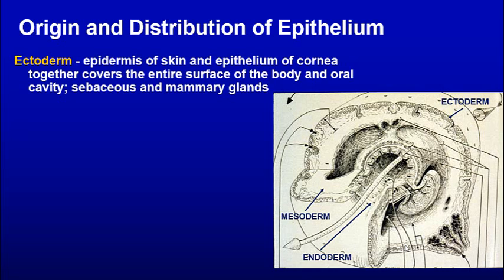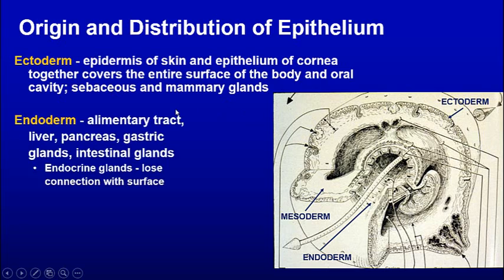Now, in terms of origin, there are three basic germ layers that all contribute to epithelium. On the outside, the ectoderm, it's just the epidermis of the skin. That's what we see in our neighbor. Epithelium covering the cornea, and those two together cover the entire surface of the body. Also, it lines body cavities. So from the ectoderm, it covers the surface of the body, and here come your sebaceous gland, mammary glands, tear ducts, various things you see from the ectoderm.